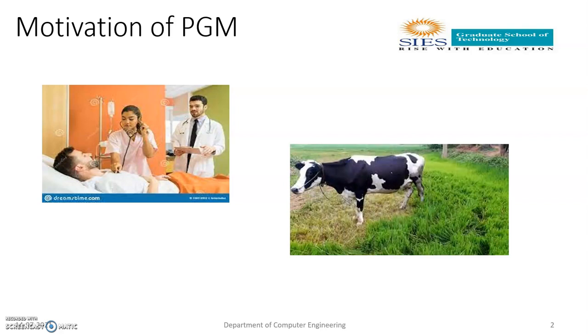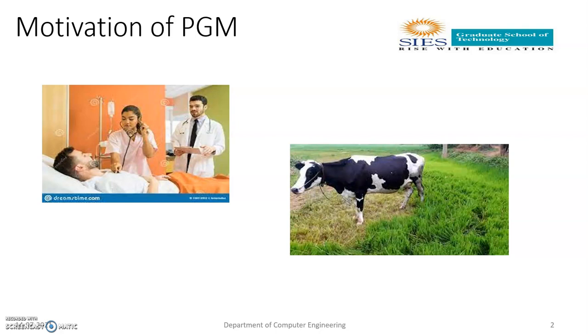Let's take the second example. This is an example from image processing. For example, suppose we ask our system or our model to determine what is exactly present in this image. This image is a combination of a cow and grass, which is green. So this is something which we can see with our naked eyes.